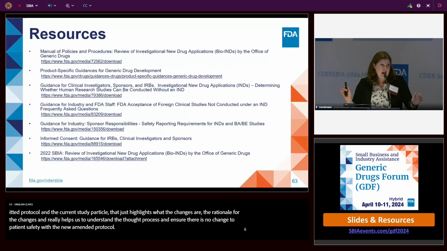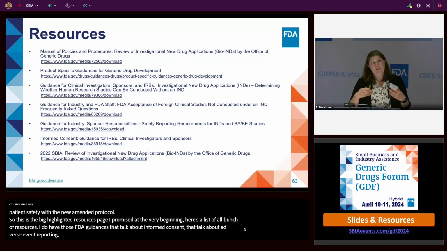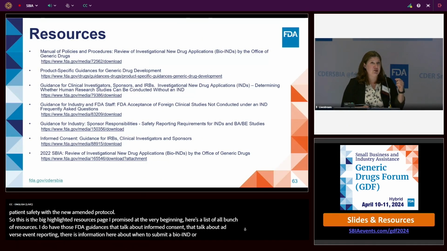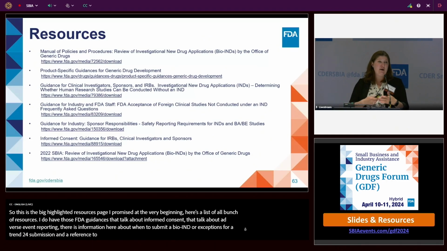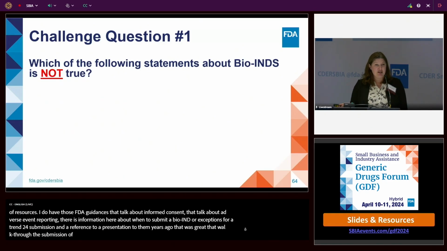So this is that big highlighted resources page I promised at the very beginning. Here's a list of a whole bunch of resources. I have those FDA guidances that talk about informed consent, that talk about adverse event reporting. There's information here about when to submit a Bio-IND or exceptions for a Bio-IND submission, and a reference to a presentation here 2 years ago that was really great, that walked through the submission of INDs and when to submit it.